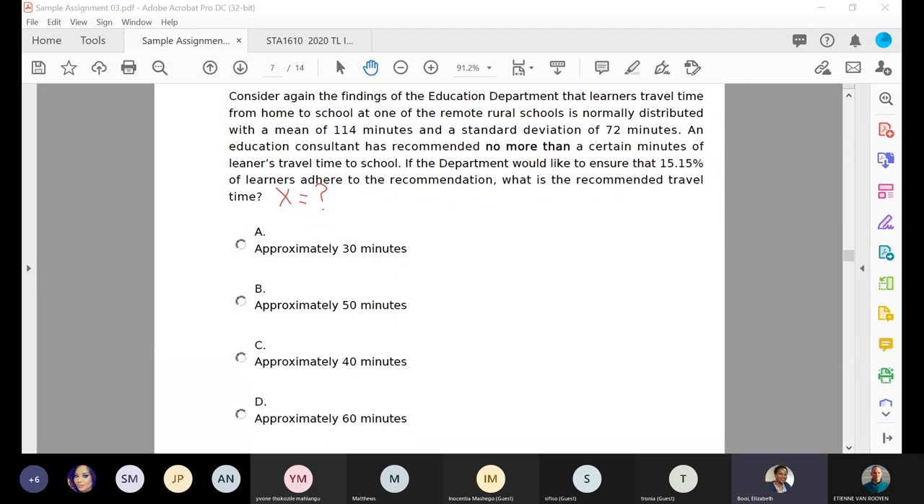The first thing you need to understand is what is no more than. Is it less than? No more than is less than or equal. So they are asking, what is the probability of X, I'm making it a small x, less than or equal to X, of what is 15.15 in decimal. So take 15.15 divided by 100.